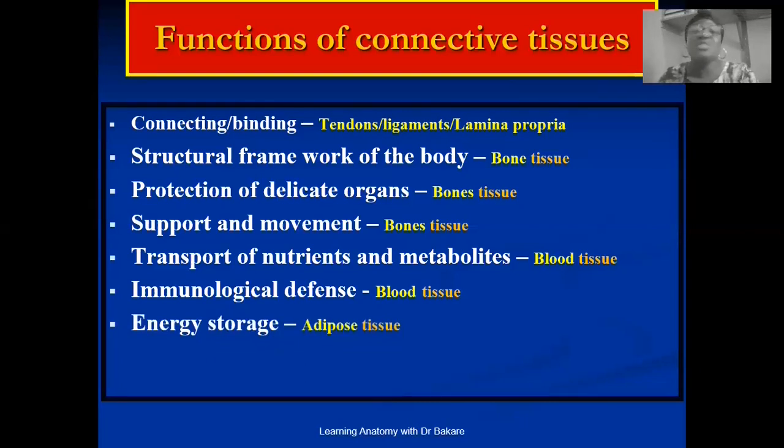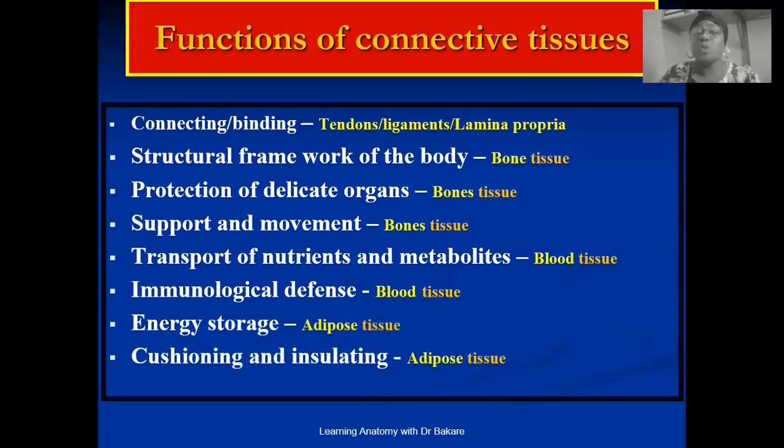The next function is energy storage, and this is attributed to the adipose tissue. The adipose tissue is also a form of connective tissue, and this tissue is seen to store energy in form of fat or lipids, so that when the need arises, this will be converted back into the energy that the body can utilize. Then the next function is cushioning effect and also insulating effect.